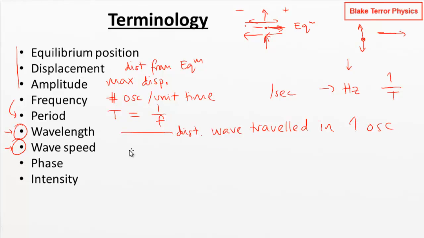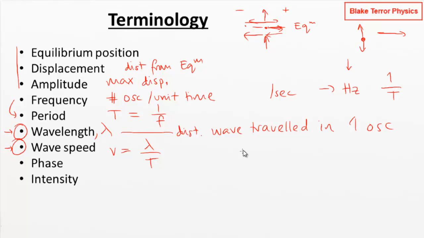And the wave speed is then distance over time. So the distance that the wave traveled in 1 oscillation, the wavelength, which we denote with lambda, you divide that by the period, and that is going to be our wave speed, distance over time. So distance in 1 oscillation divided by time of 1 oscillation.